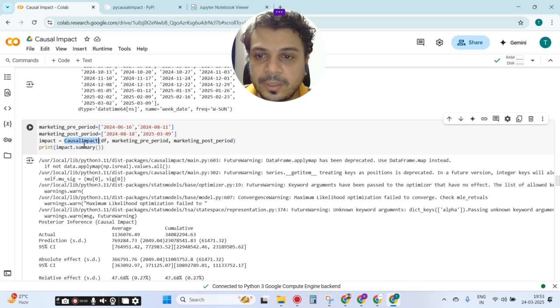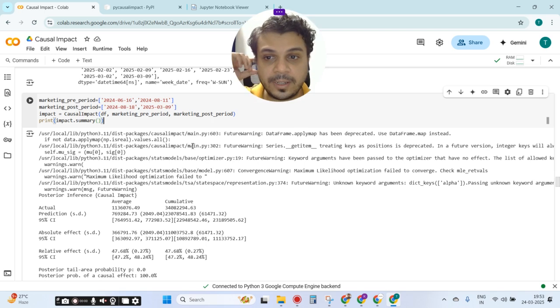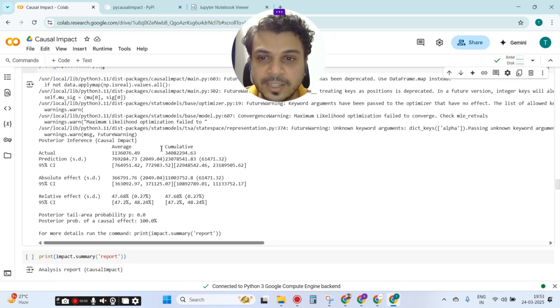Again, this is not exactly a split, but you get my point. So then we actually invoke the causal impact here, and this becomes an object, the causal impact package, and we simply pass these arguments here, the data frame, and the pre and post periods. And then it starts doing its little magic here. It actually calculates a lot of stuff.